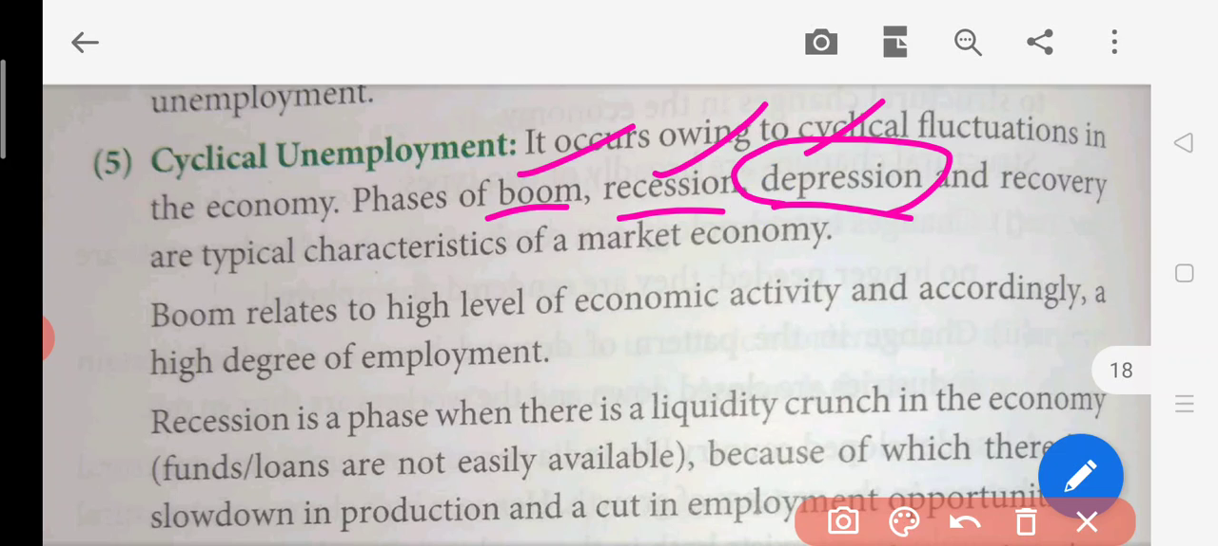So in this situation, the companies will drop their prices and they will be running in losses, and it is possible that some companies will not be able to take such losses. So all such companies are going to shut down, they're going to close their business, and due to it many people will remain unemployed. So this is called cyclical unemployment.